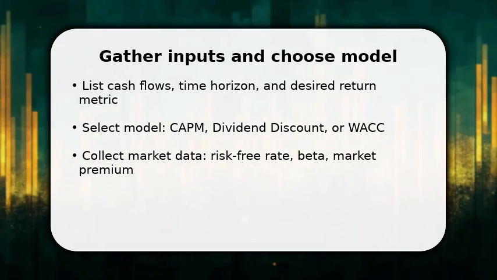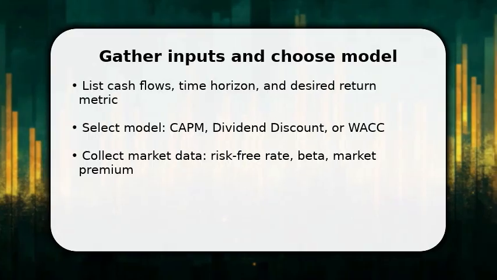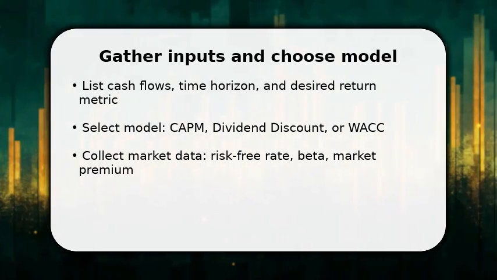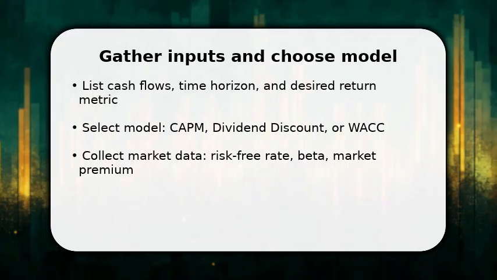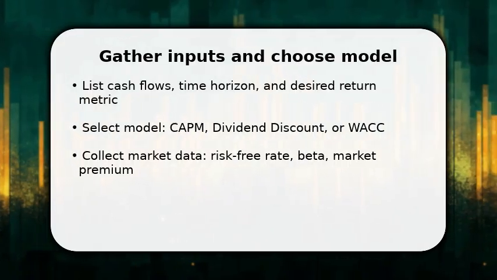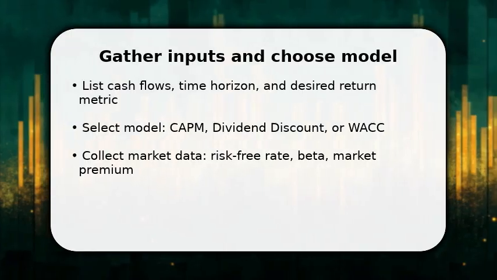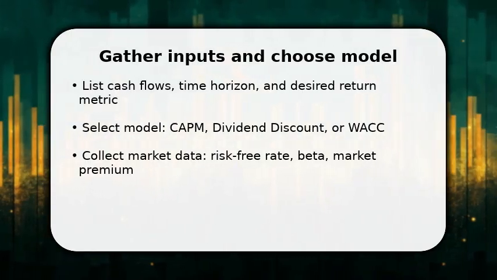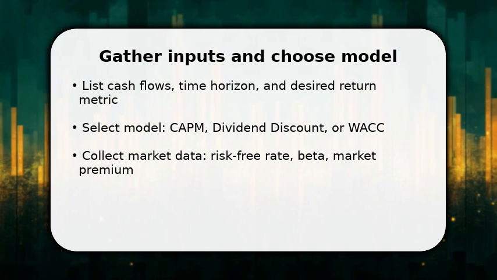Once done, fetch the current risk-free rate, typically a government bond yield, estimate beta from comparable firms, and use a market risk premium. Make sure to record units and dates. Inconsistent inputs produce wrong results. Now you're ready to compute the first components.